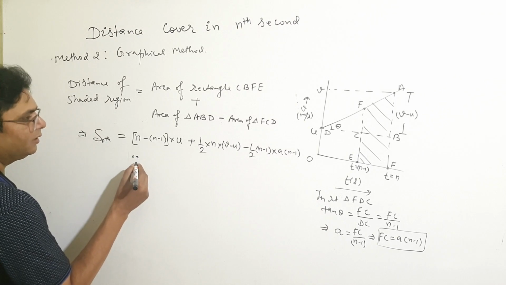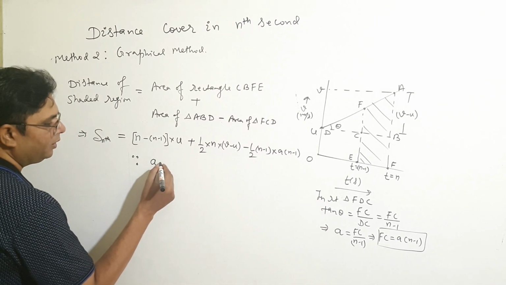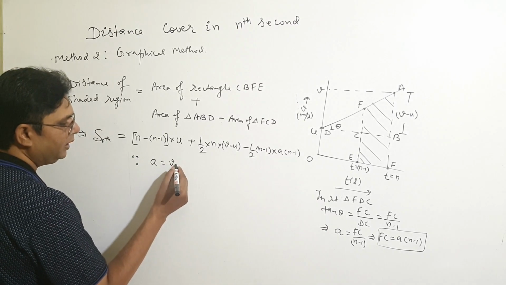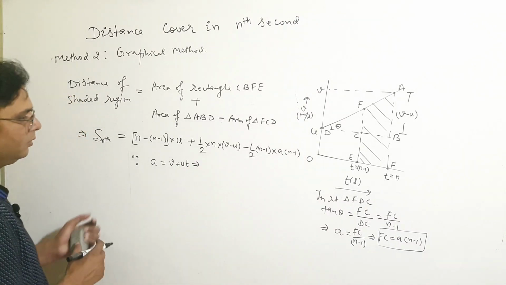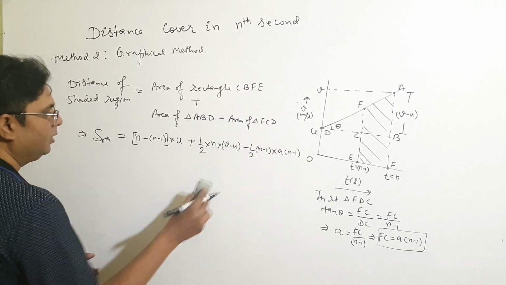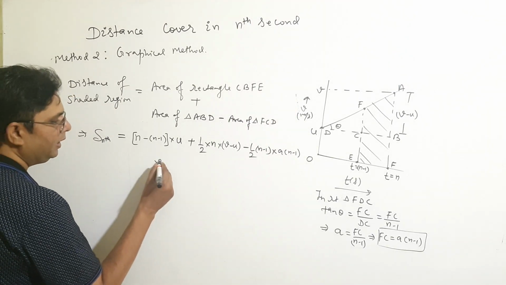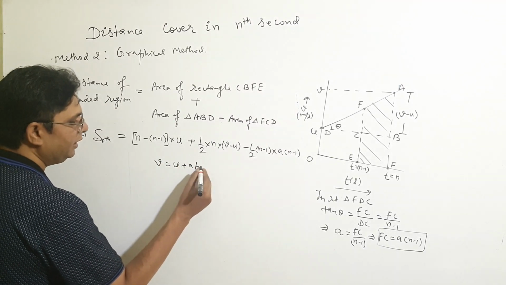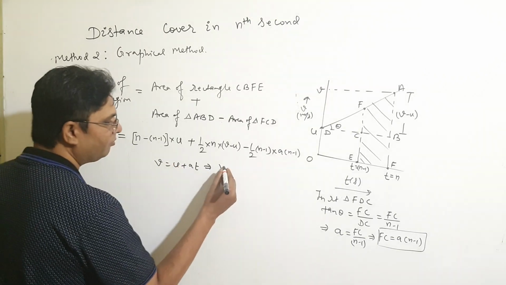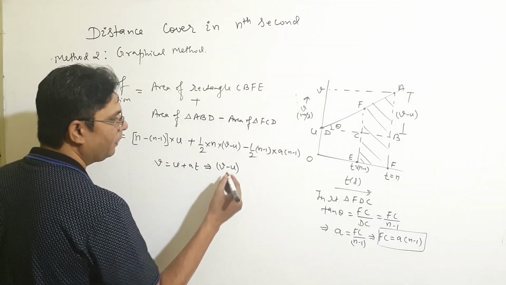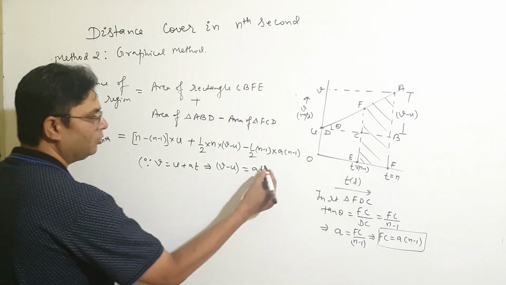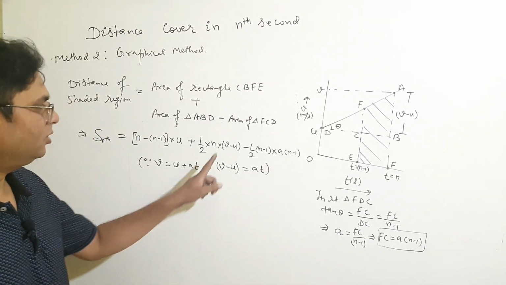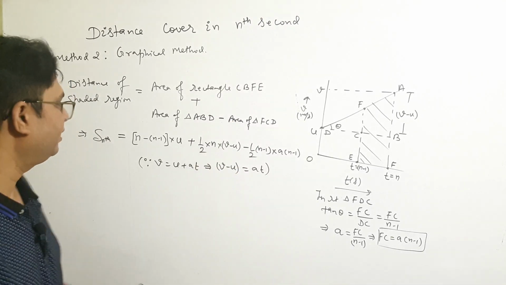Now you know that V equals U plus AT. So from here you have V minus U equals AT. This is the first equation of motion. So in place of V minus U, write AT here.